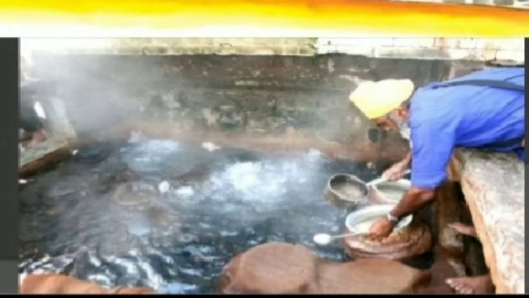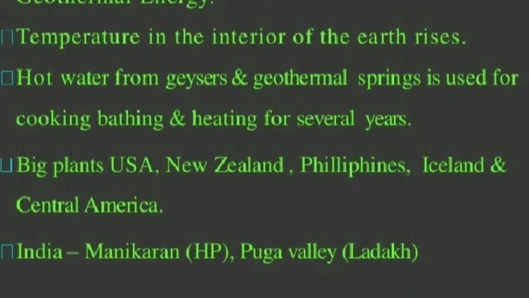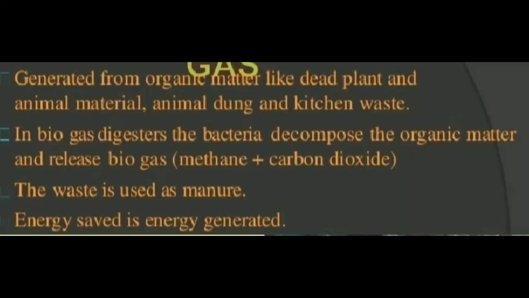At some places, the earth's heat energy comes out on the surface in the form of hot springs, and at those places, geothermal plants are set up to convert that heat energy into electricity. This geothermal energy is basically used for commercial purposes and for domestic purposes. These hot springs are normally used by the people for cooking, for bathing and for heating. In this manner, geothermal energy is used for various purposes. Next, we are going to study about biogas.